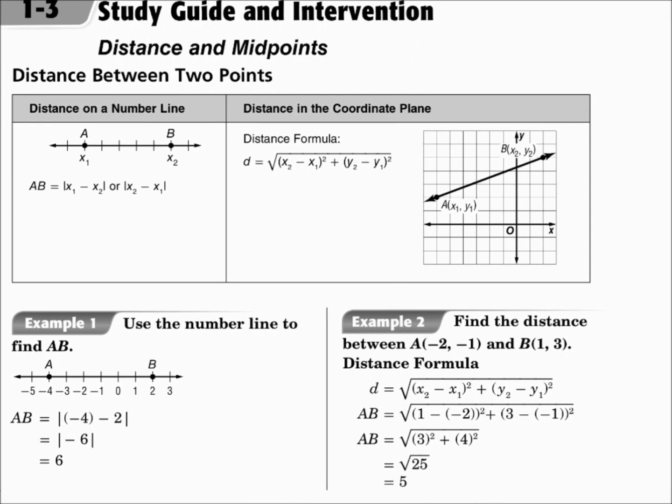This is lesson 1.3, distance and midpoints. Your objectives are to find the distance between 2 points and to find the midpoint of a segment. To find distance on a number line, you take the values of the 2 points and subtract them and then take the absolute value.